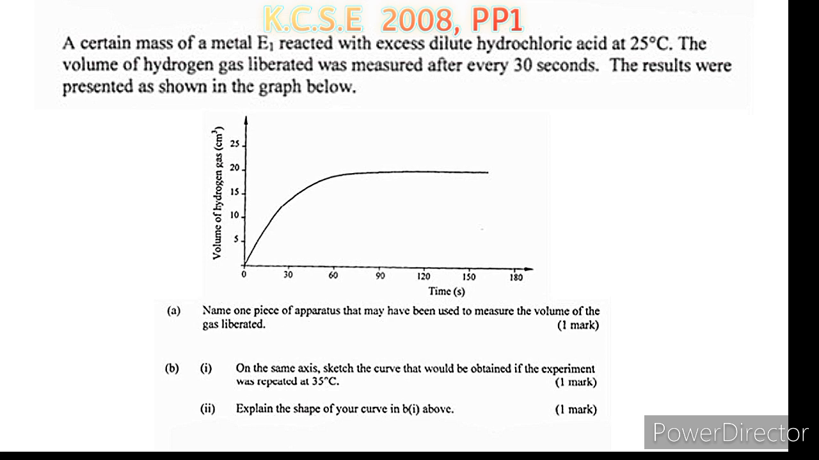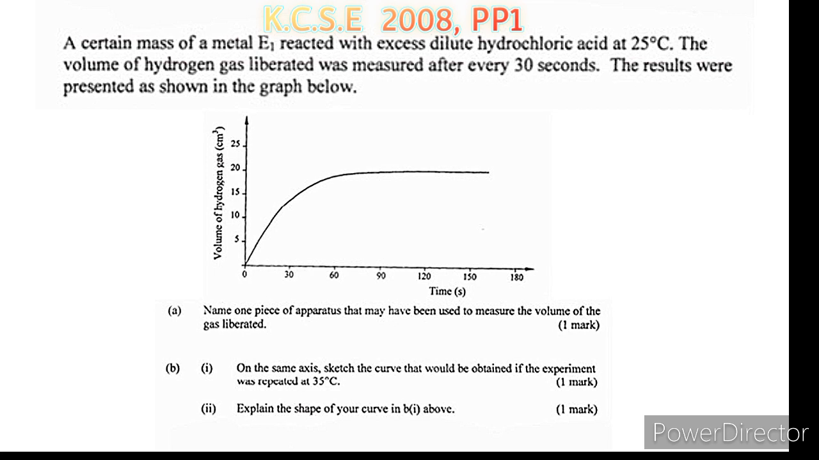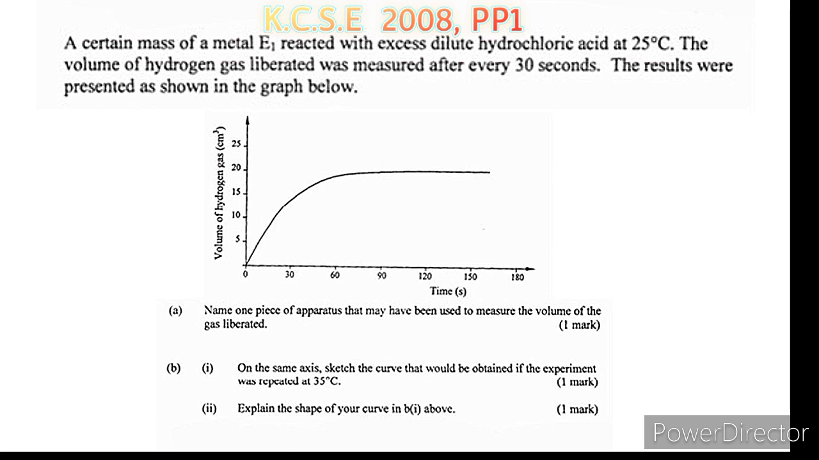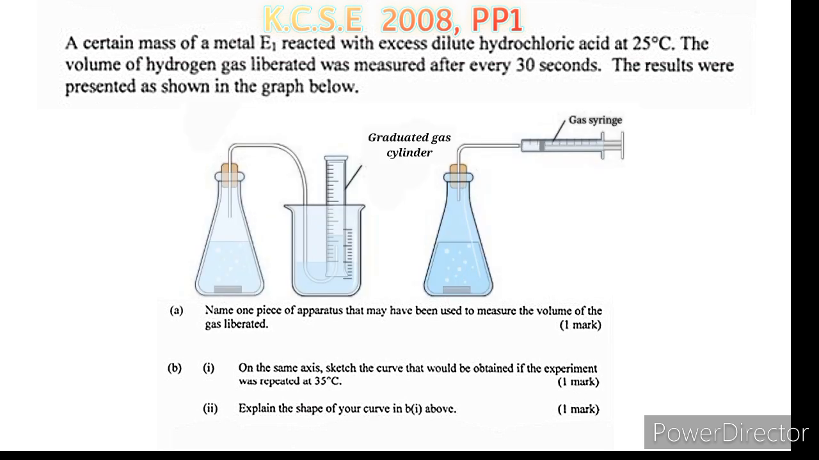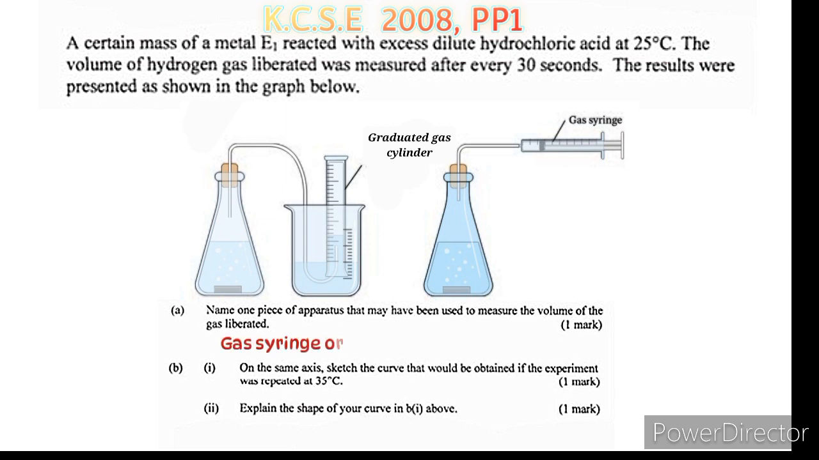Part A. Name one piece of apparatus that may have been used to measure the volume of the gas liberated. So this is a reaction between a metal and an acid, which of course will lead to the formation of a salt and hydrogen gas. Now, if you want to find the exact volume of hydrogen gas collected, then you will need to do so in an apparatus that has graduations. These are simply the markings that will let you know the exact volume of the hydrogen gas collected. So this can either be a gas syringe or a graduated gas cylinder.